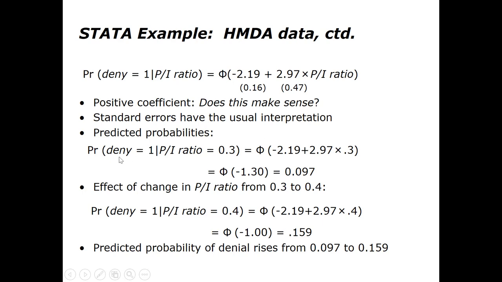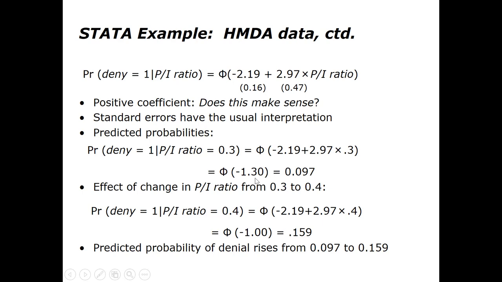So let's calculate the probability of deny mortgage application equal to 1, conditional on the PI ratio being 0.3. The cumulative standard normal distribution evaluated at that x value is basically giving us the probability of 0.097. So we can look up the value of probability given the z equal to 1 minus 30 using the cumulative standard normal distribution. So that's the value. If someone has a PI ratio of 0.3, the probability of denial of their application is about 9.7%.